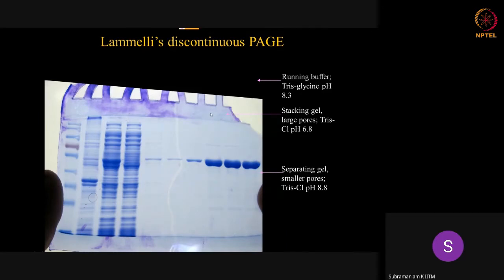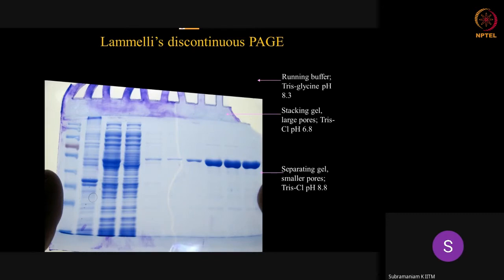So here the pore size is larger, so the size is definitely not going to matter in this. While the pore size is smaller here, size is going to matter. So there is a discontinuity in the gel pore size itself. So that is one thing.